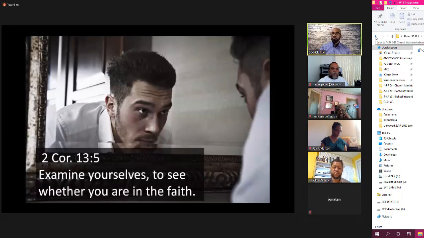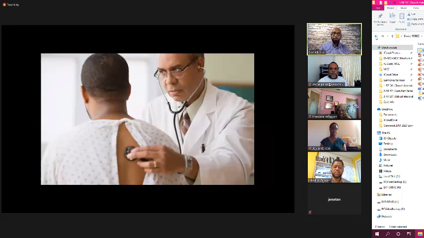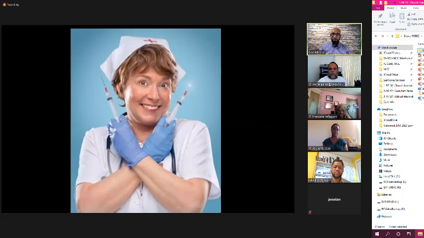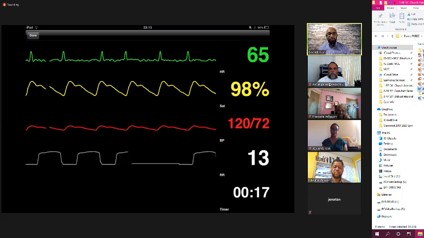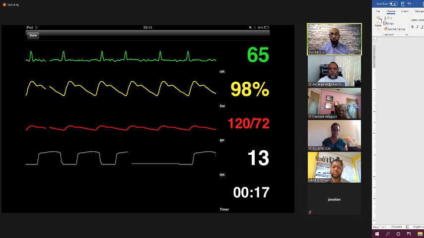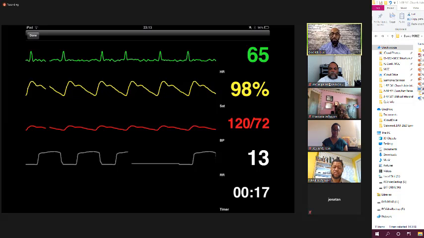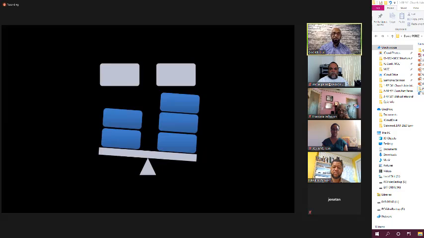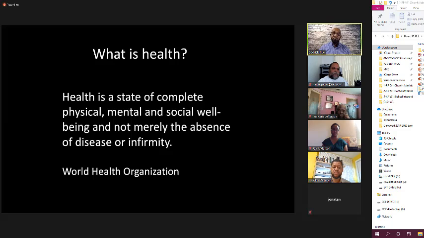Examine yourselves to see whether or not you are in the faith. When you go to the doctor, he examines you to see if your system is healthy and whether or not you are balanced, right? The numbers and other factors can often be indicators of health. Your blood pressure, your oxygen level, your respiratory rate, all these are indicators of health. When a system is in health, the system is in balance. And when the system is out of health, then the system is out of balance.